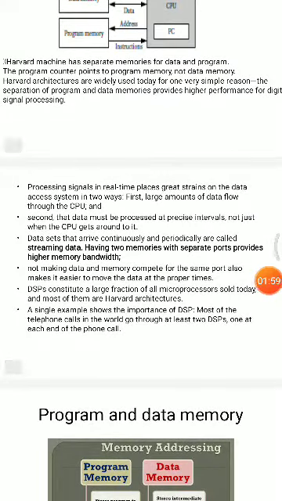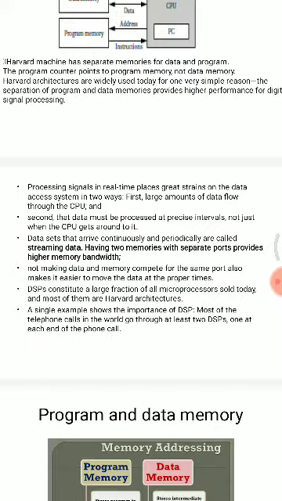Next, processing signals in real time places great strains on the data access system in two ways. The first is that a large amount of data flows through the CPU. Second, the data must be processed at precise intervals. Data sets that arrive continuously and periodically are called streaming data. Having two memories with separate ports provides higher memory bandwidth. DSPs constitute a large fraction of all the microprocessors sold today, and most of them are Harvard architectures.